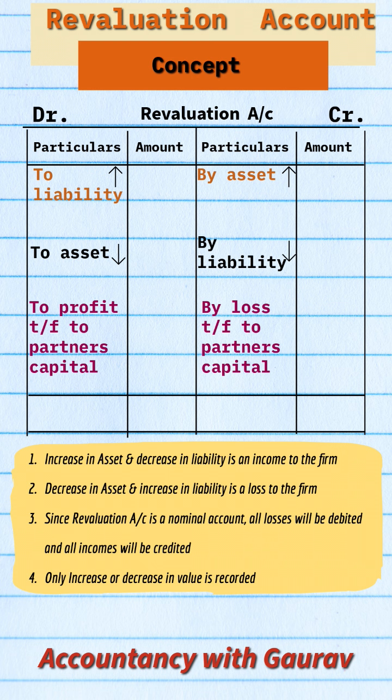Any increase in the liability increases the obligation of the firm. Therefore, it's a loss and shown on the debit side of the revaluation account. Any decrease in asset, or the decrease in the value of the asset, is also a loss to the firm.